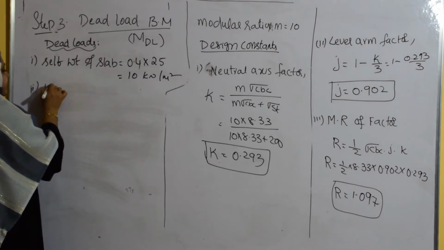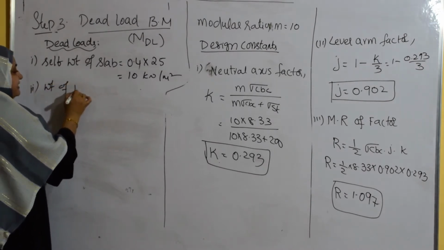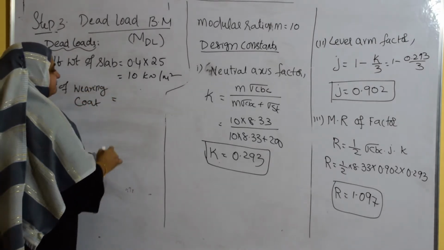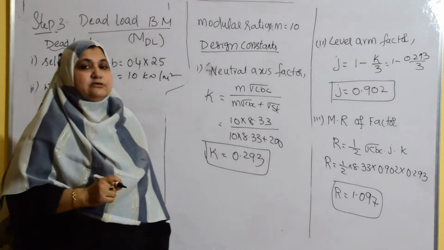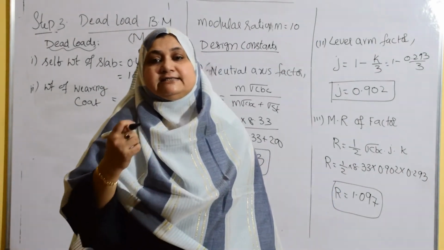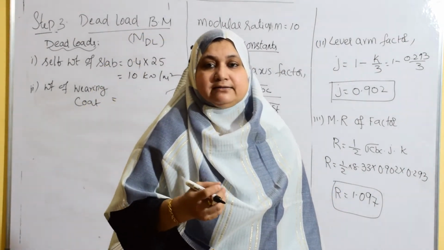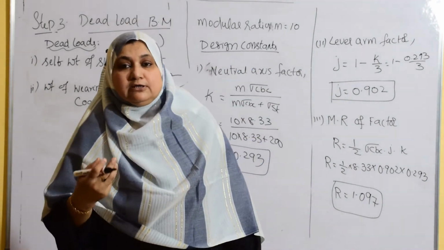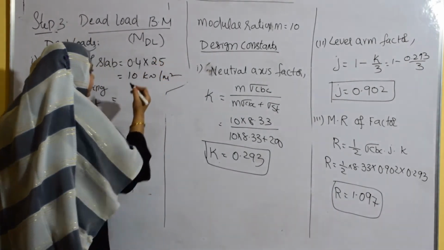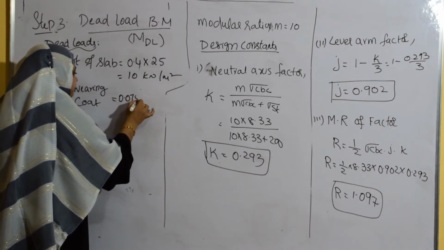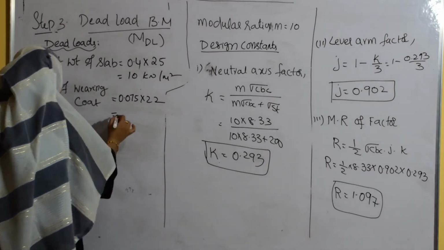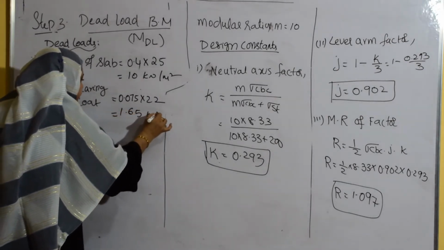Then weight of wearing coat. Same thing once again: wearing coat thickness multiplied by the density of wearing coat. The wearing coat thickness is 75 mm, and the density of bitumen, the other name of which is tar, is 22 kilonewton per cubic meter. Here the RCC density was 25. So this is 0.075 multiplied by 22, which I got as 1.65 kilonewton per meter square.